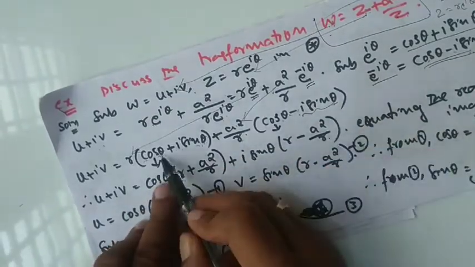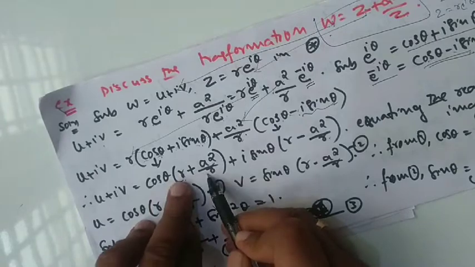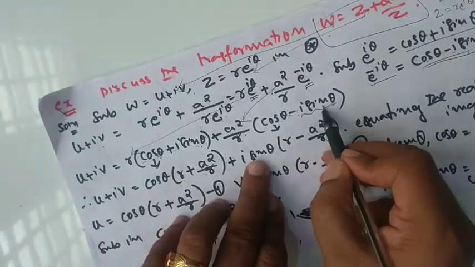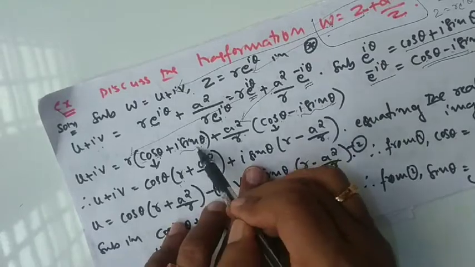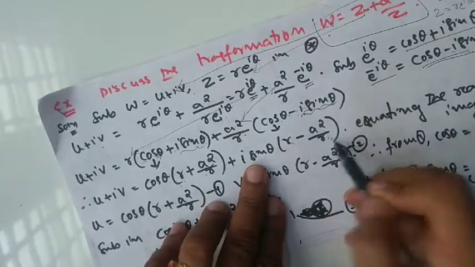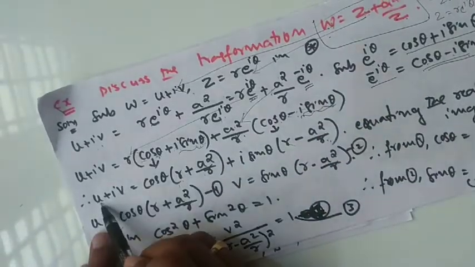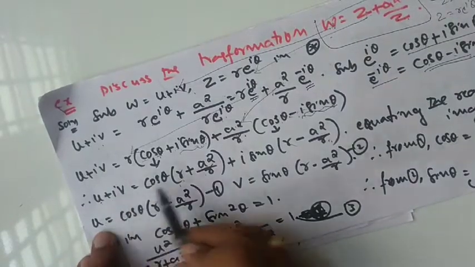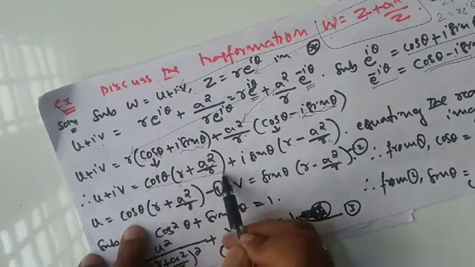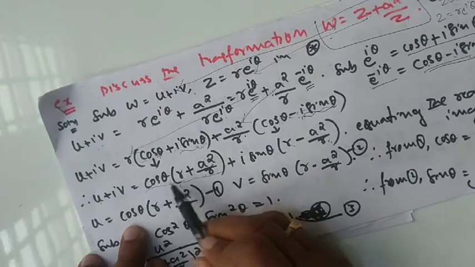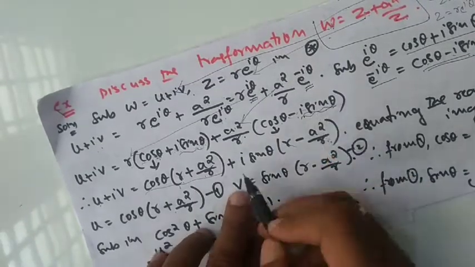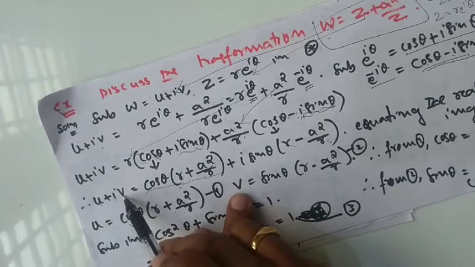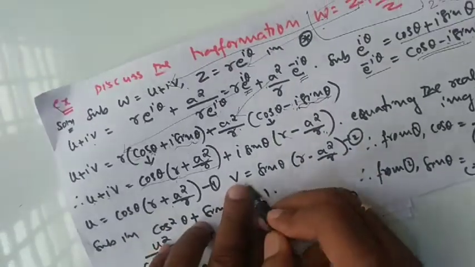So what I did? Take cos theta as common factor, you will get this much. Take I sin theta as common factor, you will get this. So therefore what is the real part? U is equal to, what is the real part? The expression which is not having I, cos theta into R plus A squared by R. Next, what is the imaginary part? Coefficient of I, V, I have written that is equal to.